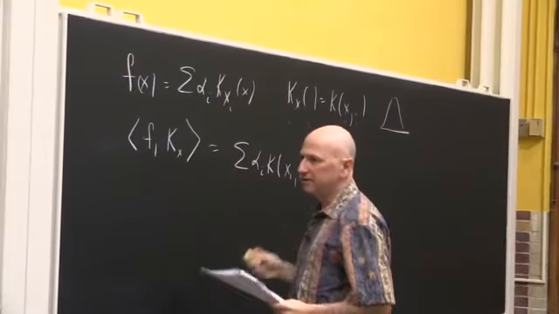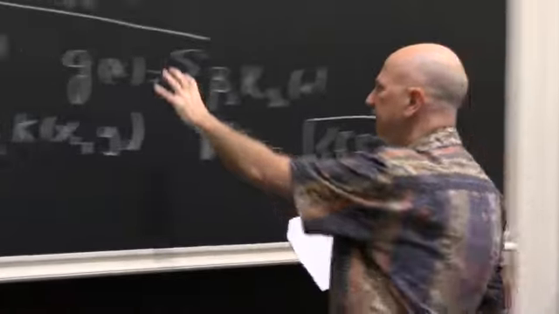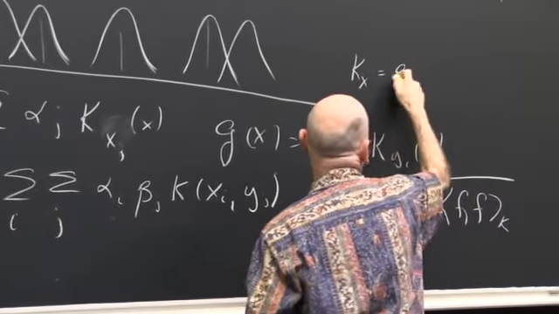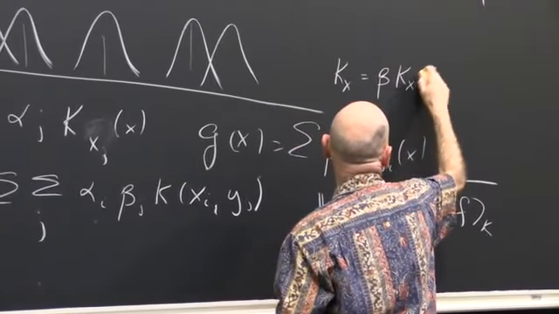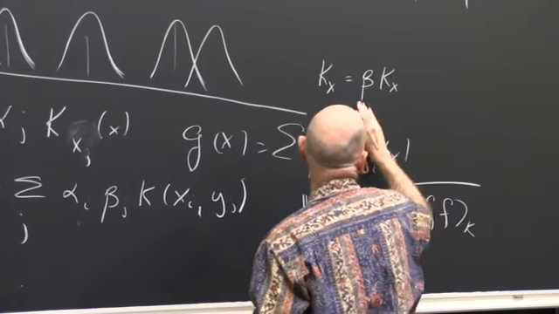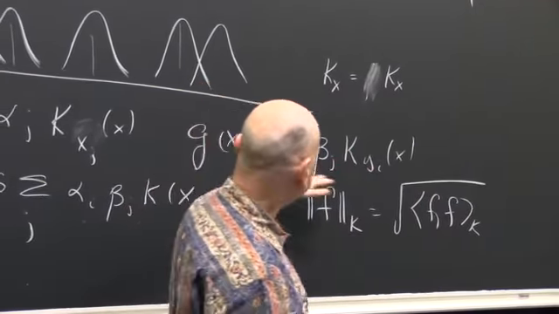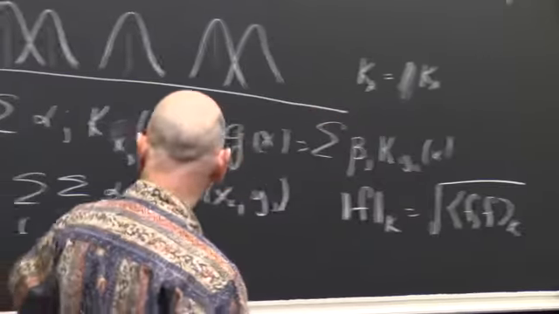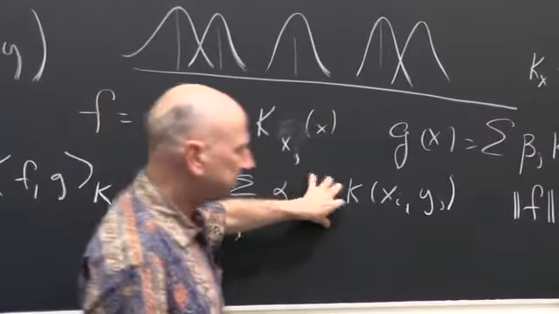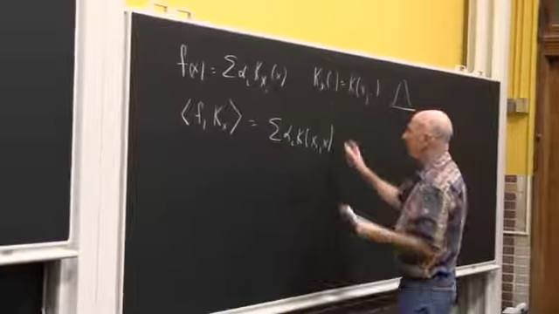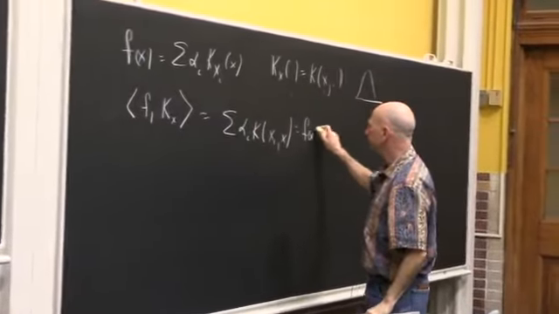Let me make sure what I did was clear. I just took the second function I'm taking to be kx. I'm thinking of that as a function in the space. It's beta times kx, where beta is 1. Okay, it's just itself. And so when I take this double sum, there isn't a second double sum. So I just get this formula. But that's the definition of f of x.